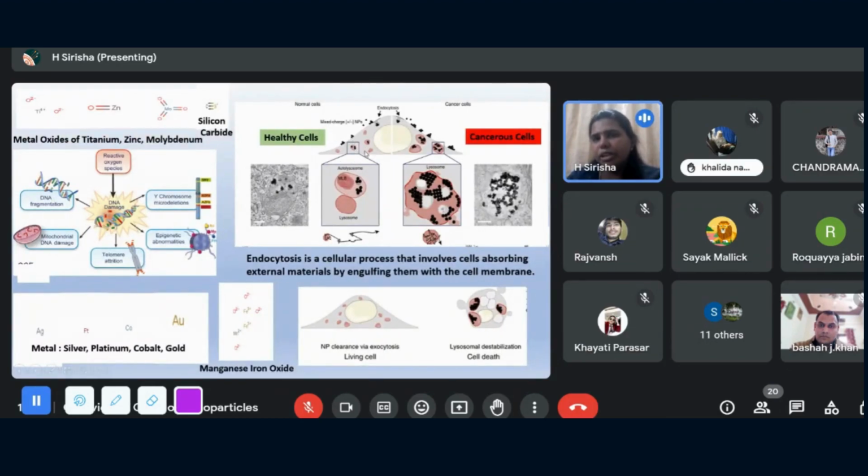So in the case of a healthy cell, we can see there is a decline, the nanoparticle is being dissolved. But in the case of a cancerous cell, there is an agglomeration which we can see. Endocytosis, as explained, is a cellular process that involves the cells absorbing external materials by engulfing them into the cell membranes. This diagram is also represented in this form. We can see the nanoparticle clearance. This has been cleared here, whereas in this it is being agglomerated. So this causes destabilization and cell death.